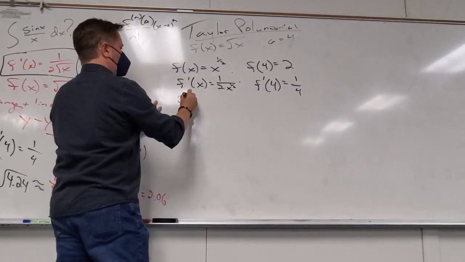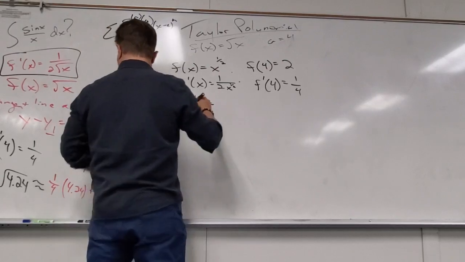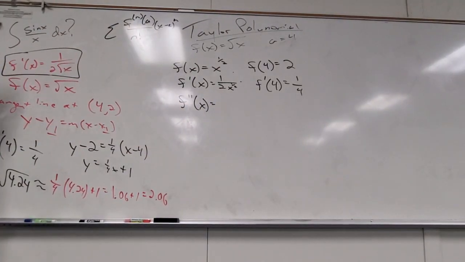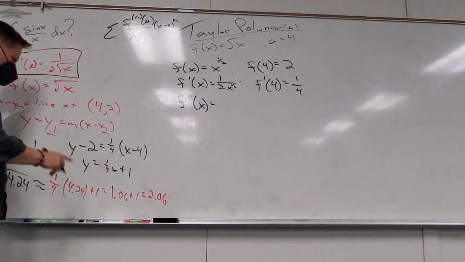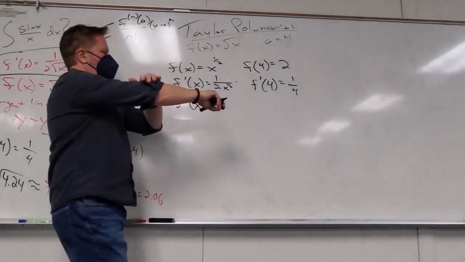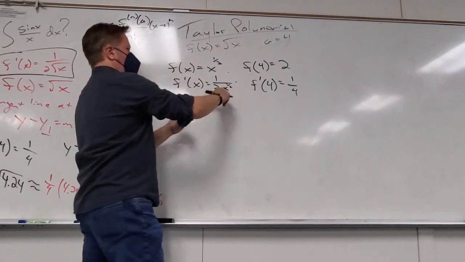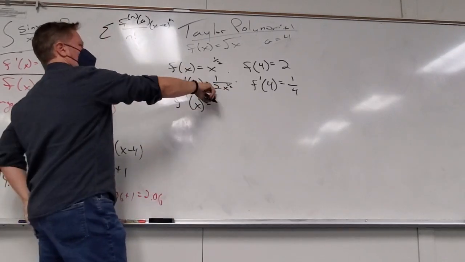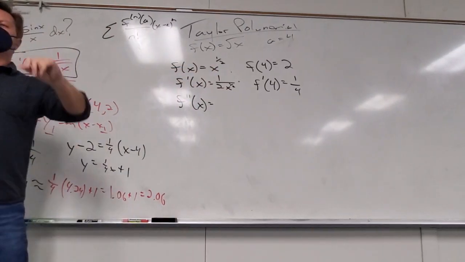What's f double prime of x? Did I put a +1 there? Did I mean to put a +1 there? Yes. What's the second derivative? So this is where we really want to have it written as 1/2 x to the negative 1/2. So what's the second derivative?